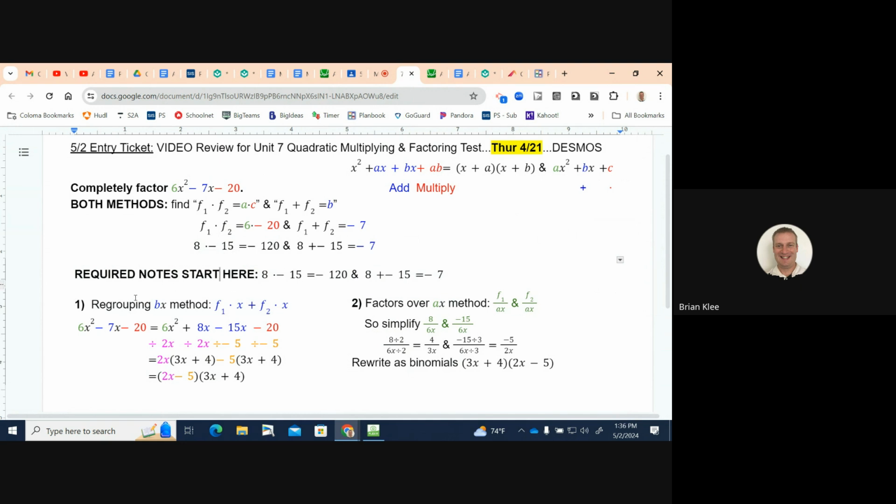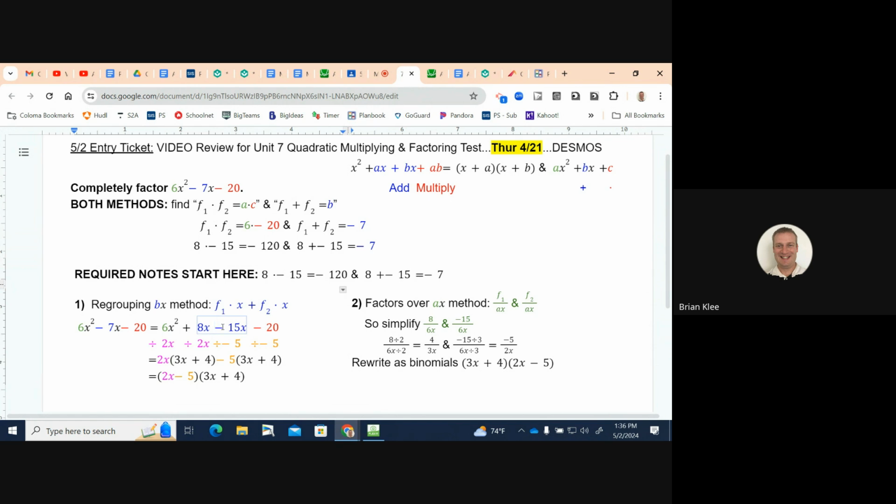you can do what's called the regrouping bx method. So the idea is, -7x can be broken up as positive 8x and -15x. 8x minus 15x is the same as -7x, so this is an equivalent equation. Then the front two terms both divide nicely by 2x. So I can factor 2x out, and factoring is, again, a fancy word for dividing. 6x squared divided by 2x leaves us 3x. 8x divided by 2x simplifies to 4. So we now have 2x times the quantity 3x plus 4.